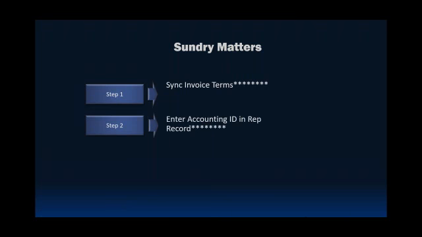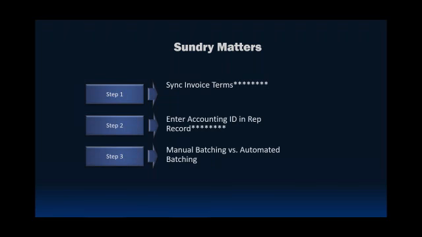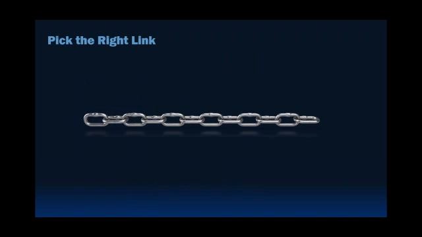Accounting rep ID inside the rep record. Manual batching versus automated batching, we're going to discuss that as well. And then we're going to deal with an opening inventory count. That's kind of added to the purview of this. So we talked about picking the right link. That means picking the QuickBooks desktop link, okay?